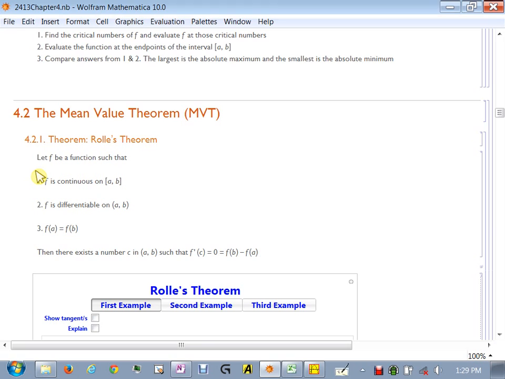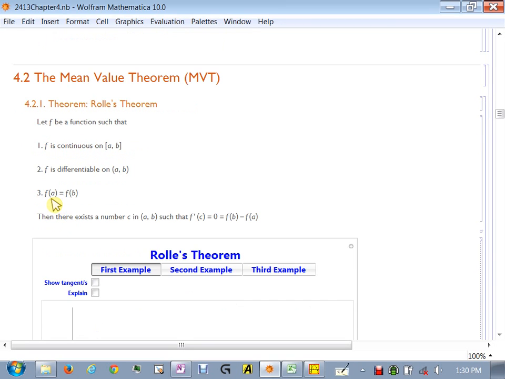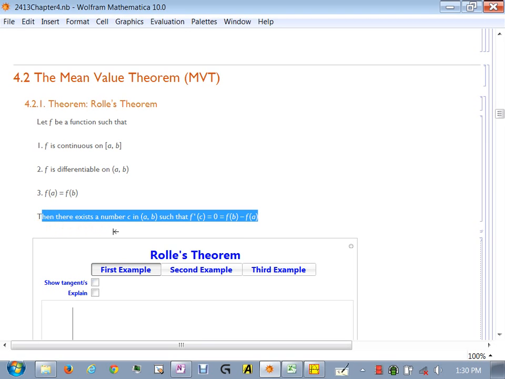Let f be a function such that it's continuous on the entire interval. Draw it without picking up your pencil. It is differentiable on the inside, meaning there's no corners or cusps. The endpoints, f of A and f of B, are equal. Then there must exist a number c inside the interval, somewhere in there, such that the derivative at that point is 0, which is the same as f of B minus f of A.